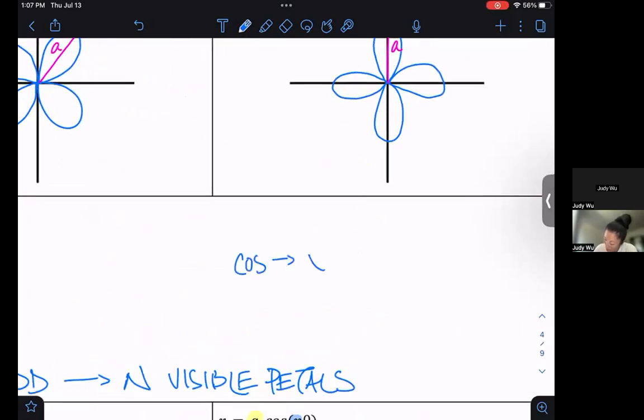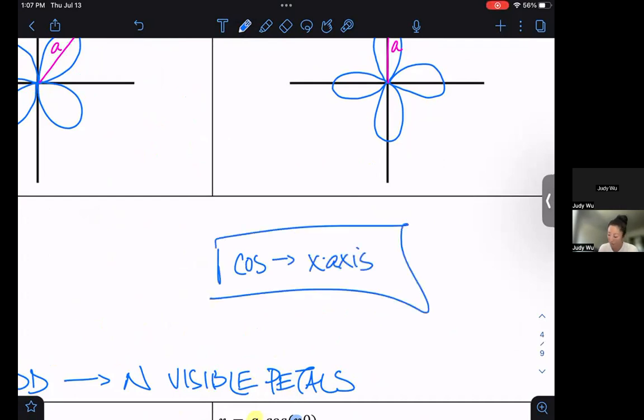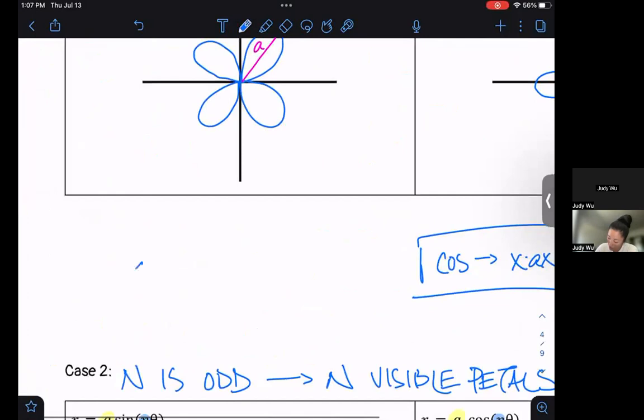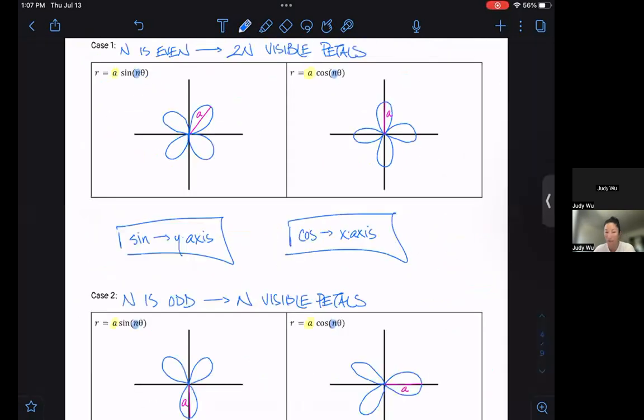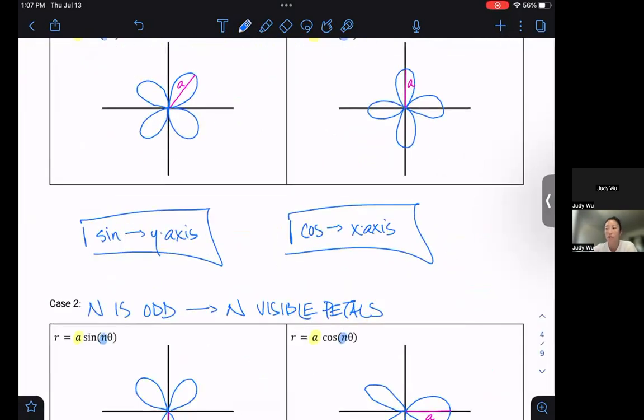All right. So one note we might want to write for ourselves is that when we have cosine, our x-axis is our axis of symmetry. But if we're looking at sine, our y-axis is our axis of symmetry. Okay, so we should really just go back to that idea in the unit circle. Cosine is x, sine is y, and that will help us determine the axis of symmetry.